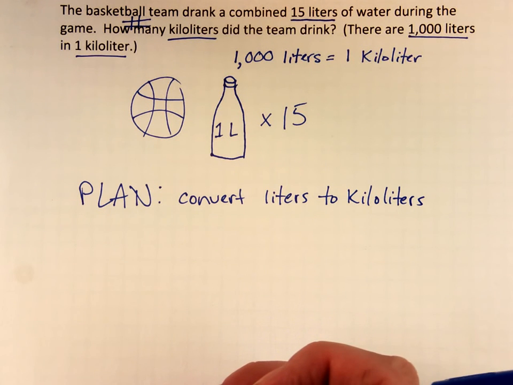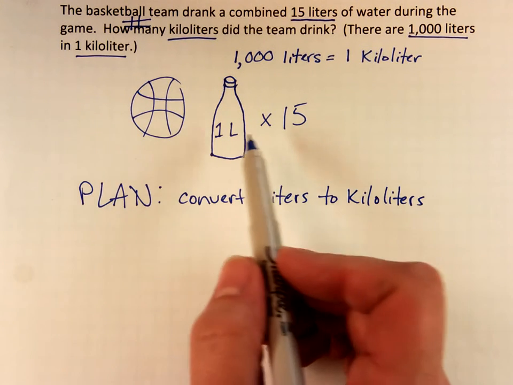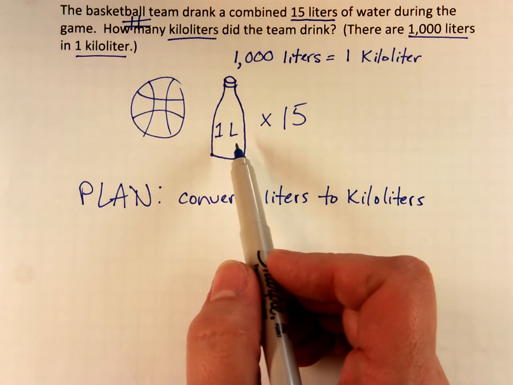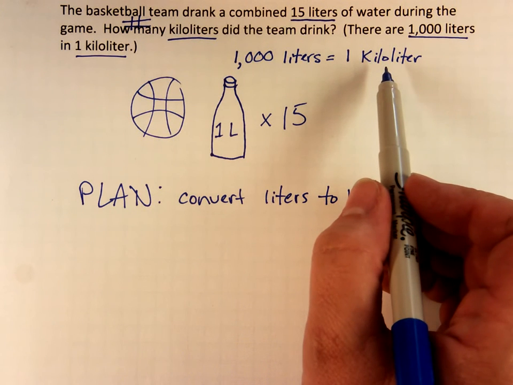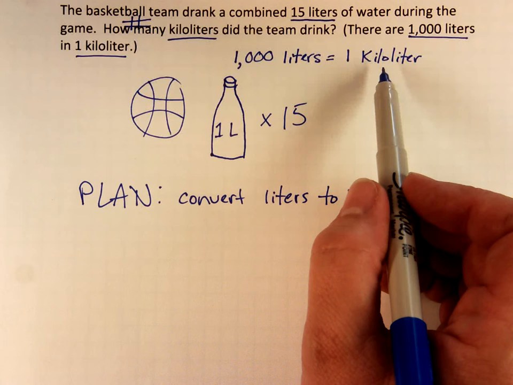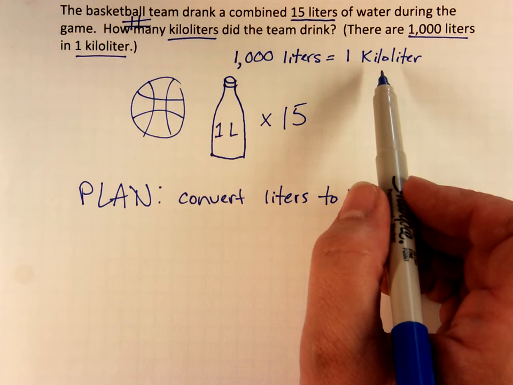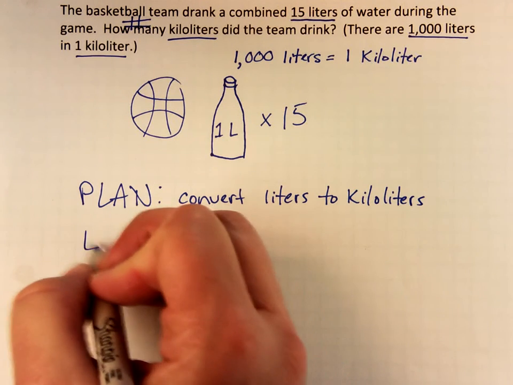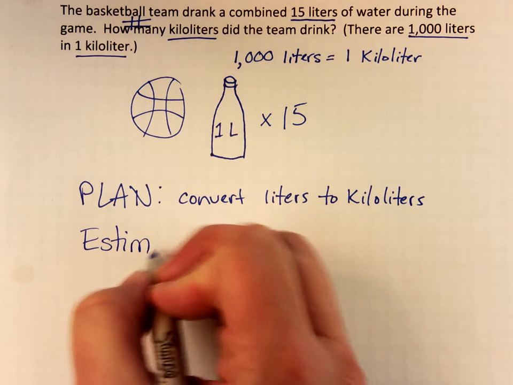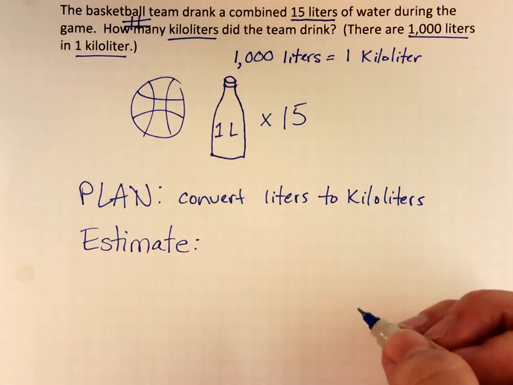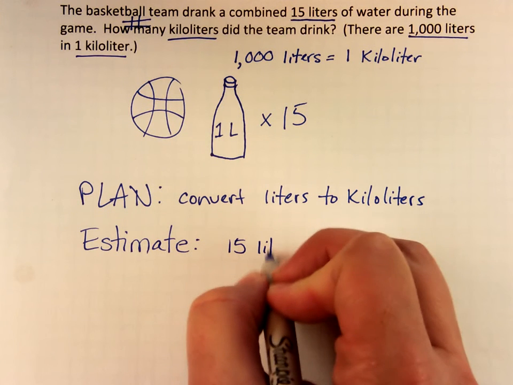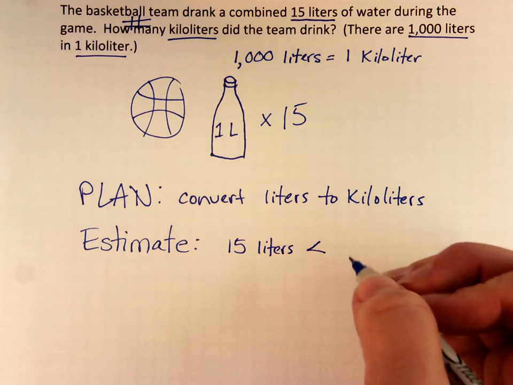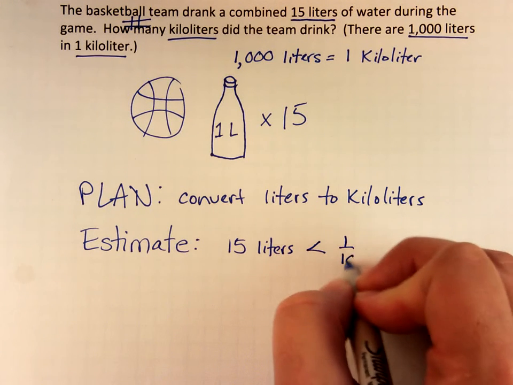Now let's estimate an answer. The team drank 15 large bottles of water. They definitely did not drink a kiloliter, because we saw that was equal to an entire hot tub. Do you think they drank maybe a tenth of the hot tub? I'm thinking even less than that. I'm going to say my estimate, without doing math, this is more of just getting the concept. I think that 15 liters is going to be less than 1/10 of a kiloliter.